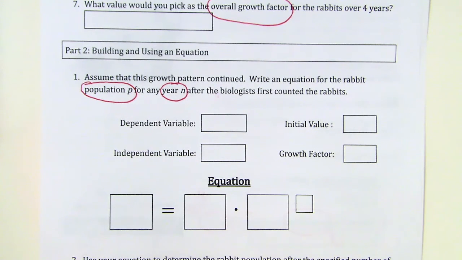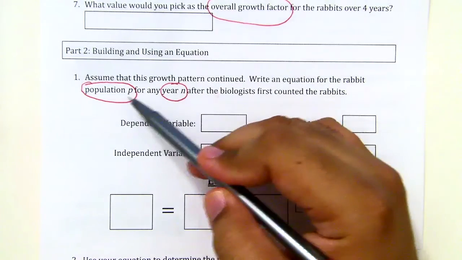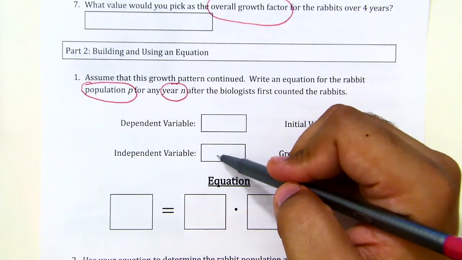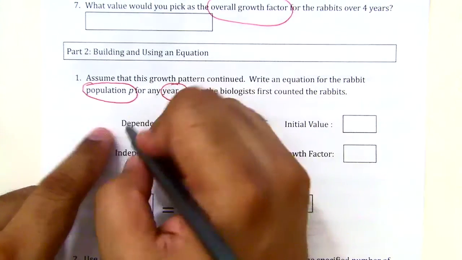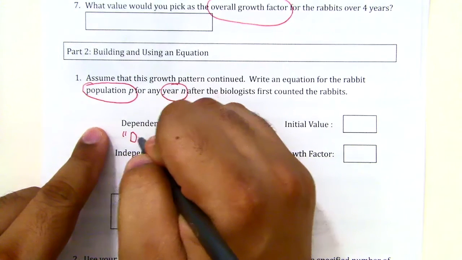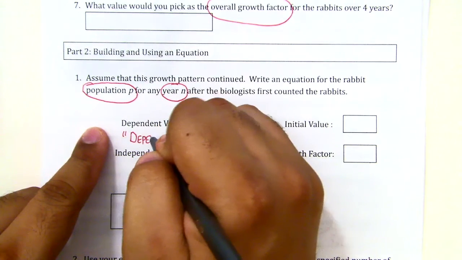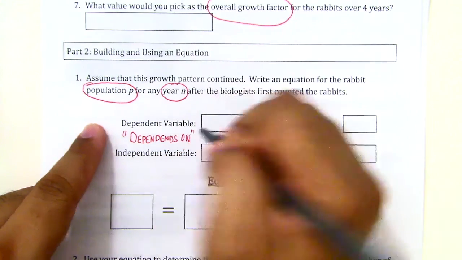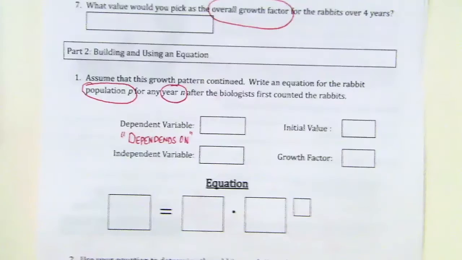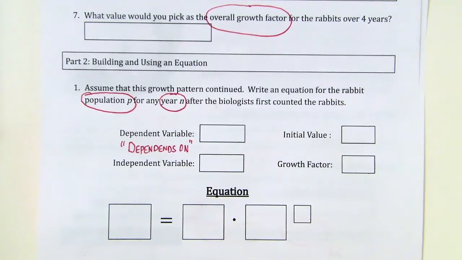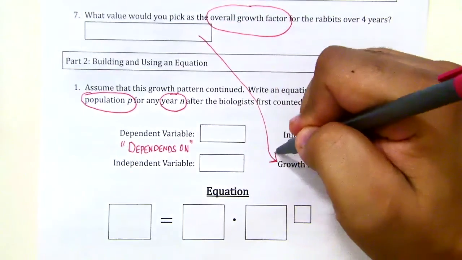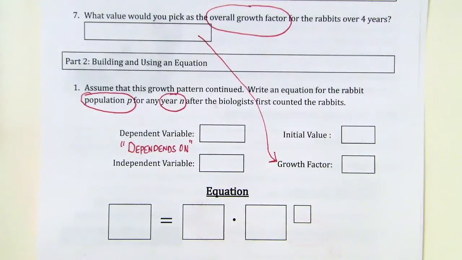So just like we've been doing, you're going to first figure out which of these two variables, P or N, is your dependent variable, and write that here. Which one is your independent variable? Again, when you're figuring it out, you say which variable depends on the other variable. Now, your initial value, we identified that on the first page of the task, and the growth factor you wrote here. So whatever you wrote as your growth factor goes there, right?